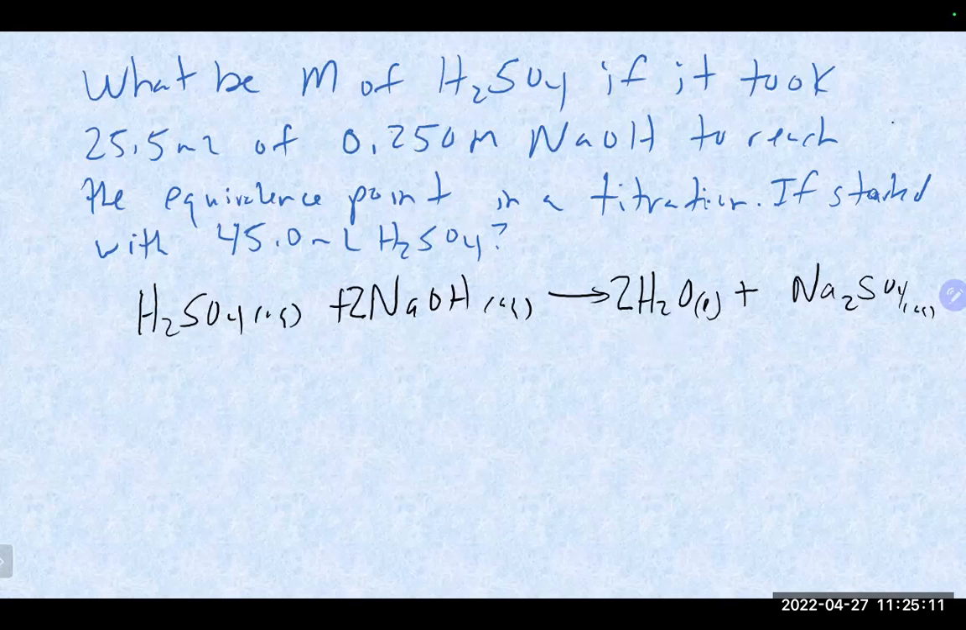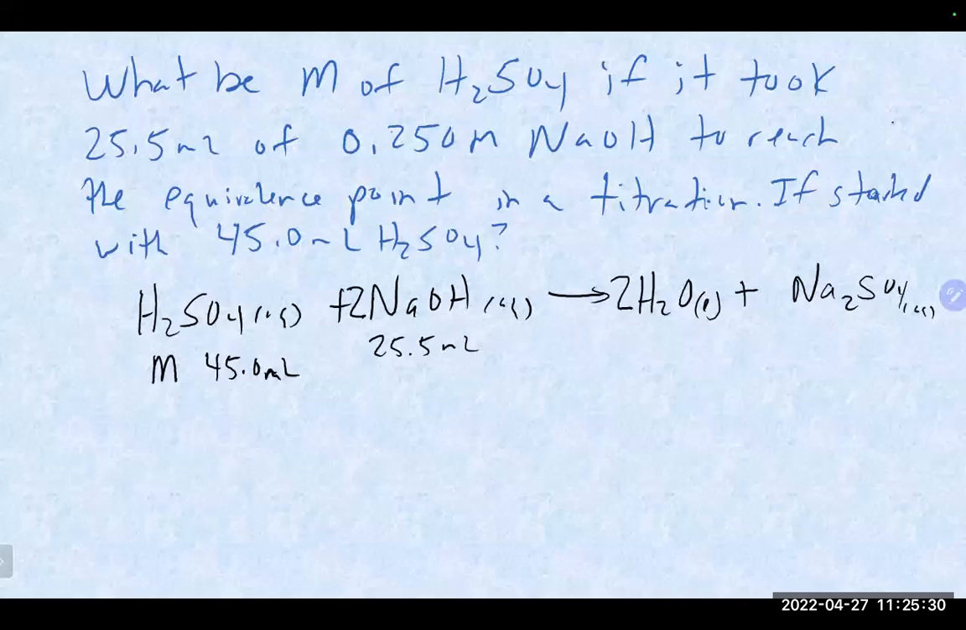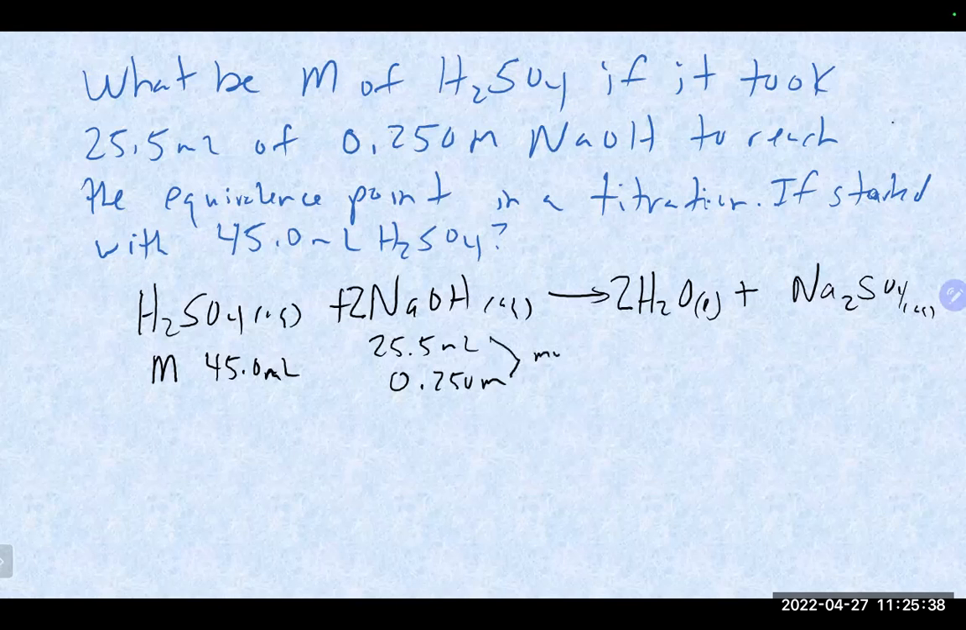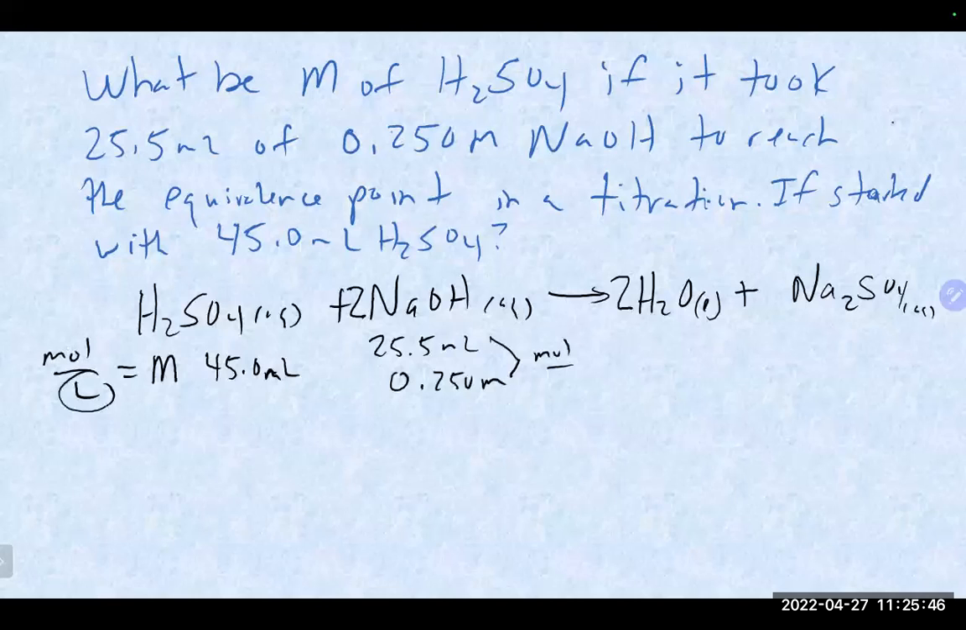All right, so in this case, we are looking for the actual molarity of this guy. The other thing that we're given is that we have 45 milliliters of it that we're starting with in our beaker. It takes 25.5 milliliters of our sodium hydroxide that has a molarity of 0.25 molar. So once again here, we definitely can get to moles for this guy. Obviously, we are looking for the molarity of this guy, which would be moles per liter.